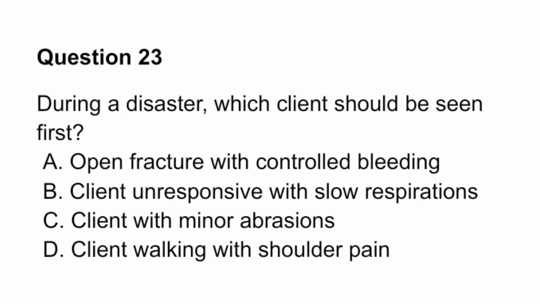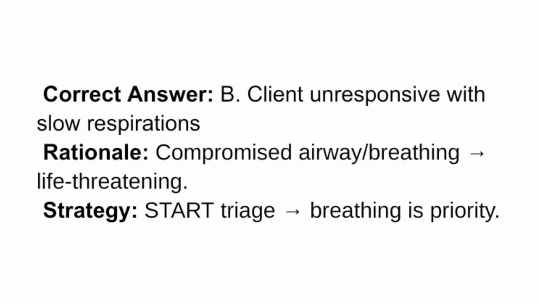Question 23. During a disaster, which client should be seen first? A. Open fracture with controlled bleeding. B. Client unresponsive with slow respirations. C. Client with minor abrasions. D. Client walking with shoulder pain. Correct answer, B. Client unresponsive with slow respirations. Rationale: compromised airway/breathing is life-threatening. Strategy: start triage, breathing is priority.